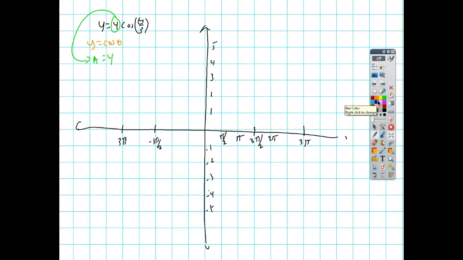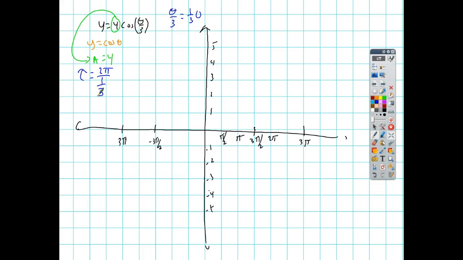Now I need a K. Now this is really confusing because I need a number in front of theta, and there's not a number in front of theta. It's underneath it. But remember, if I've got something over 3, can't I rewrite that as 1/3 theta? In which case the K is going to be what? 1/3. So I'm going to note that K is equal to 1/3. So that means my period would be equal to 2 pi divided by 1/3.